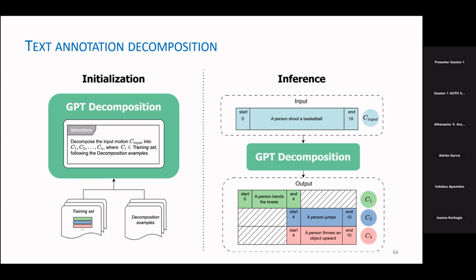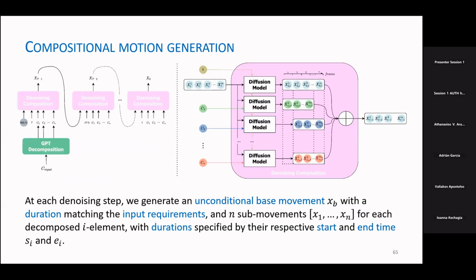So a person shot a basketball, we can have the first part where a person bends the knees, then jump, and then throw an object, the ball in this case. As for each subsequence, we have also starting time and an end time. And so here then we have the generation part.